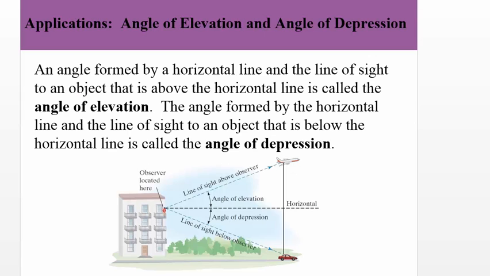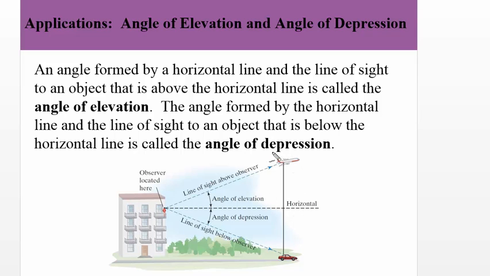Now, where do you use this right triangle trigonometry in real life? One example is called the angle of elevation and the angle of depression. An angle formed by a horizontal line and the line of sight to an object that is above the horizontal line is called the angle of elevation. So let's say that we're staring out the window at a plane up here, and this is our line of sight. This angle right in here would be the angle of elevation from the horizontal straight out.